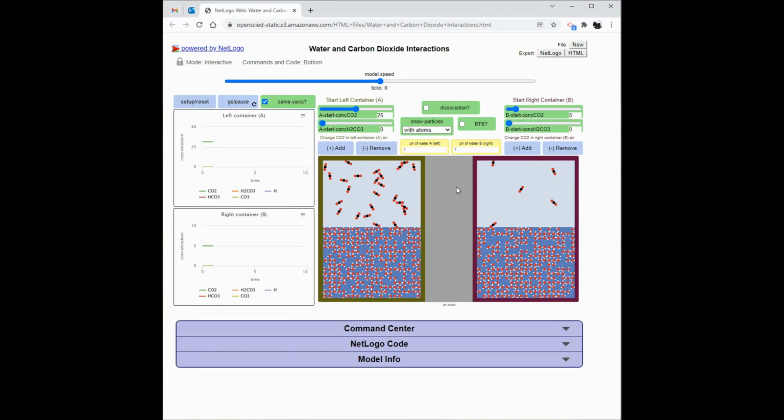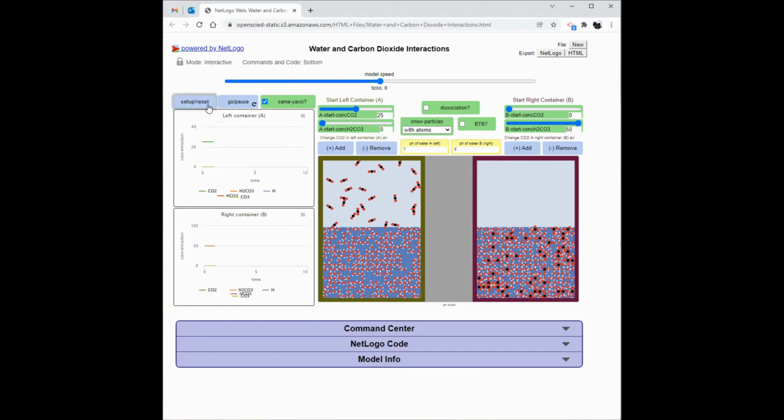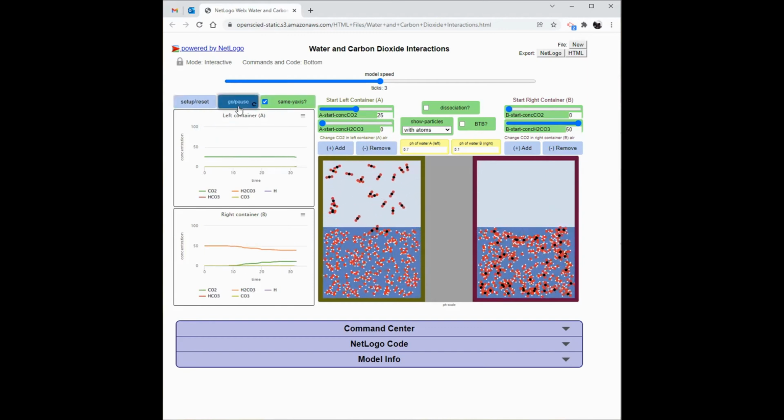We'll leave the left container as is. And on the right container, let's simulate a situation where we think maybe the carbon dioxide got in and it all reacted with water to turn to carbonic acid. So this is pure carbonic acid and water on the right, and we have mostly carbon dioxide on the left. I'll hit setup again and then run the experiment by hitting go. You can also pause it.